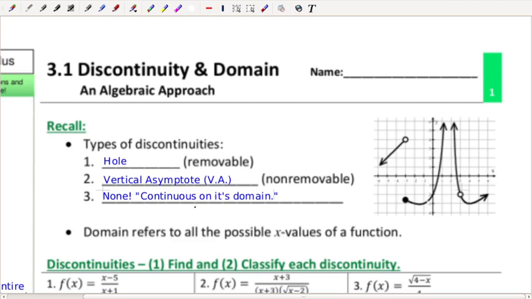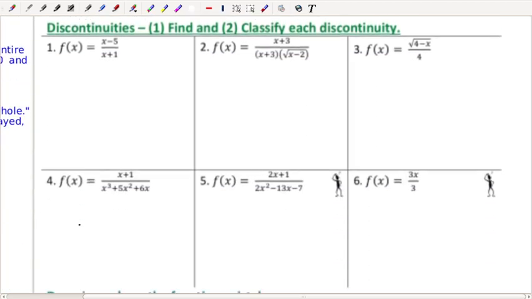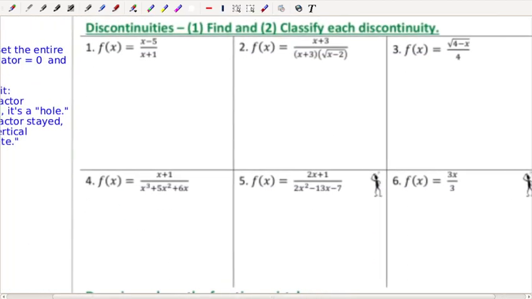And if you remember, the domain refers to all the possible x values of a function, or in other words, it's asking where does this function exist in terms of x values. Where does it exist? So that's what we're going to focus on in this lesson, starting with discontinuities and then moving on to domain. So for discontinuities: 1, find, and 2, classify each discontinuity.